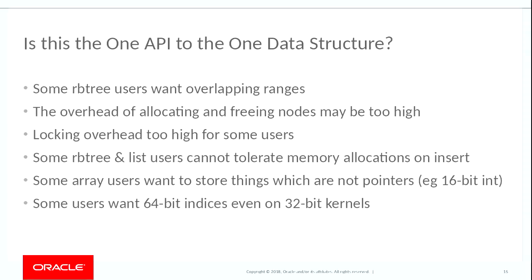So is this the one API to the one true data structure? To my chagrin, no. There are still places where some users want to have overlapping ranges. That's not the metaphor I've gone for with the XArray. I have presented an API to something where for each index there is one pointer. These other users, if you think about things like file locks, there are some other good examples and they've just gone right out of my head, but they want to say, okay, there are three ranges which match the search key that you're looking for.